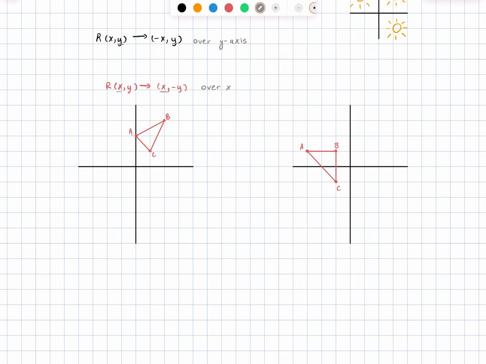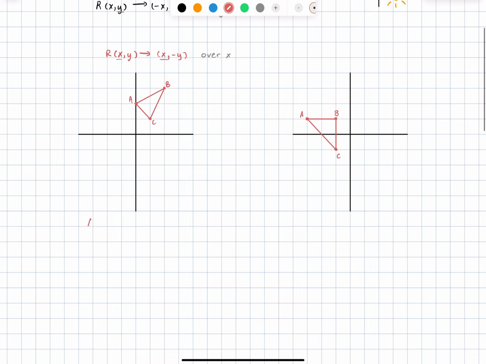So we have the points A, which is 0, 2. We have point B, which is 2, 3. And then point C, which is 1, 1. So this is our before. If you remember in our previous video, we created a before and after chart. We're going to do the same thing here, before and after.